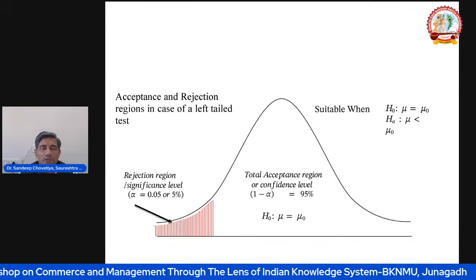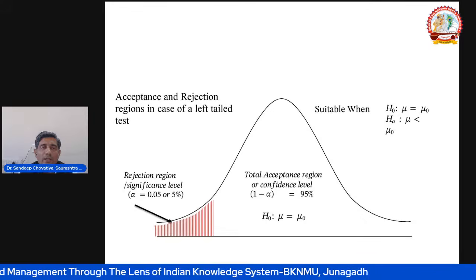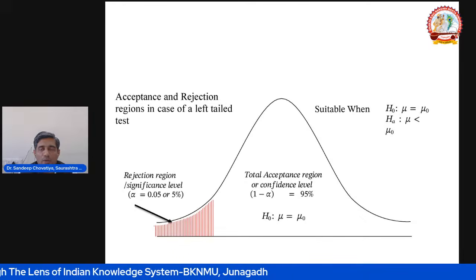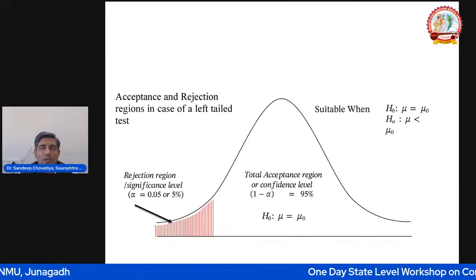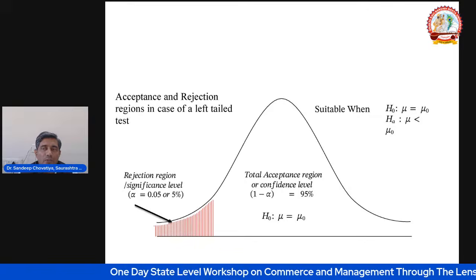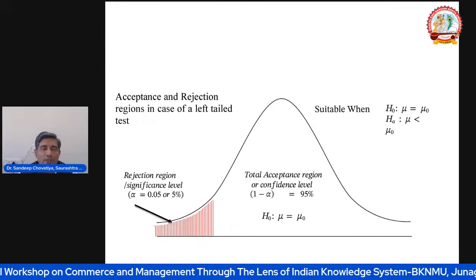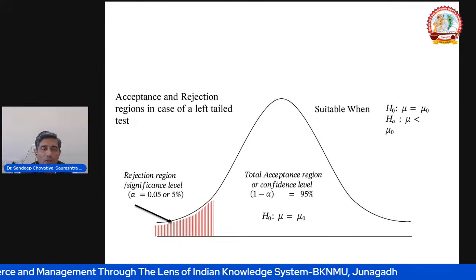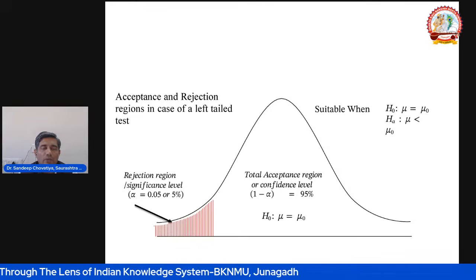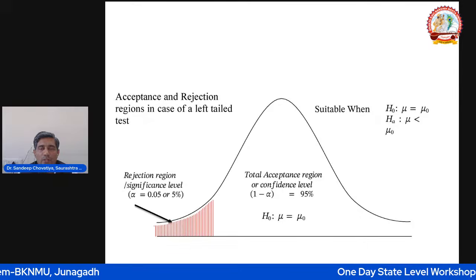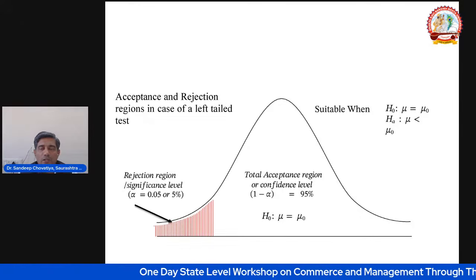If we discuss only the left tail region, sometimes the population mean, as you see here, is less than our sample mean, and then we say that this is a left tail test. In that case, we directly get the alpha level, which is 5% or 0.05, while the same applies to the 95% acceptance region, or the confidence level.